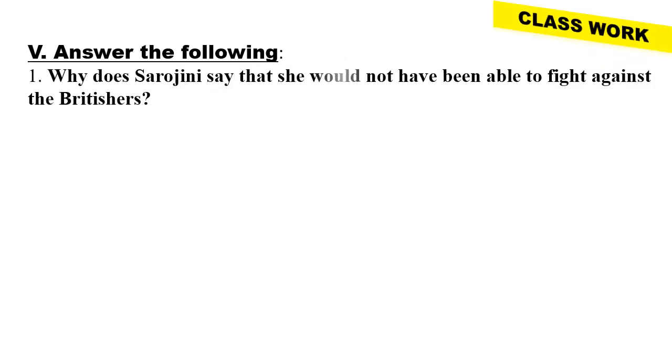Next one. Answer the following. First one. Why does Sarojini say that she would not have been able to fight against the Britishers? Okay, write down in the class work. So why does Sarojini, பிரிட்டிஷ்க்கு எதிராக என்னால் ஃபைட் பண்ண முடியாது அப்படின்னு இந்த 12-year-old சரோஜினி சொல்கிற, அது எதனால? Let's see the answers.